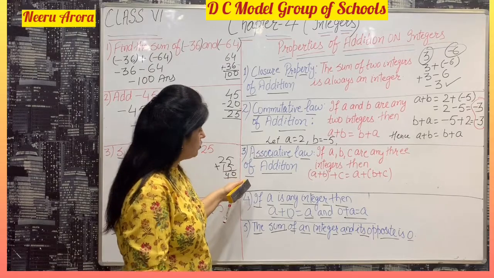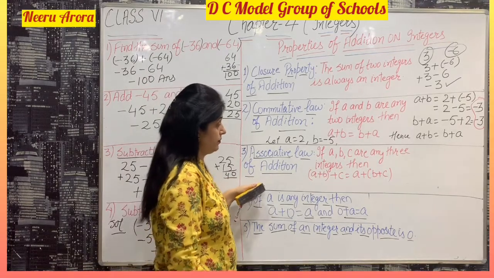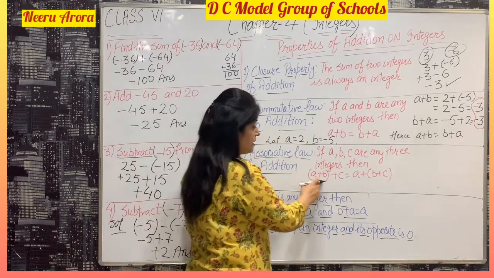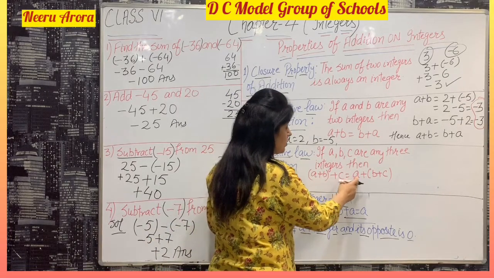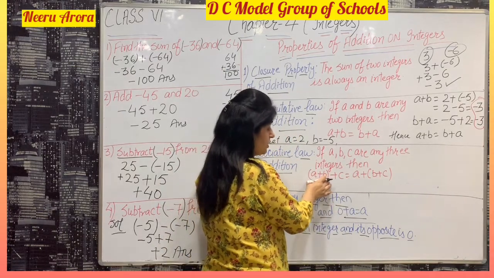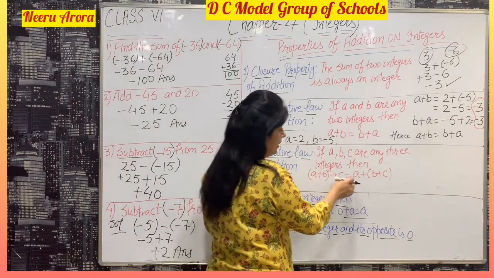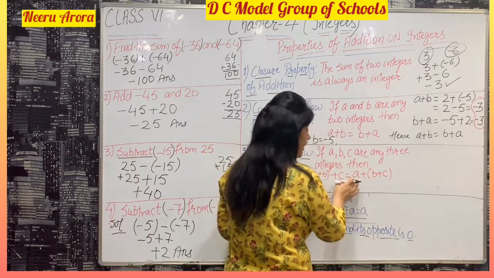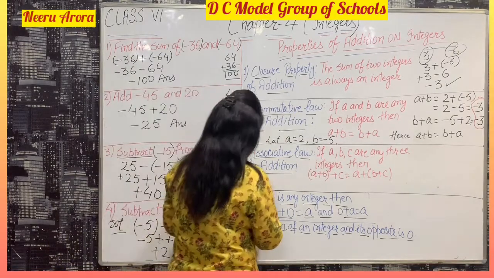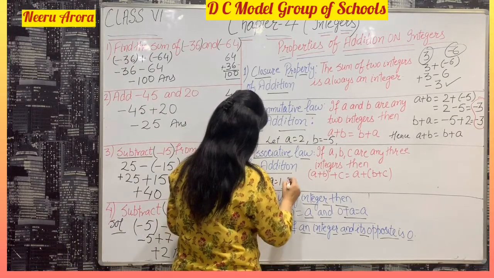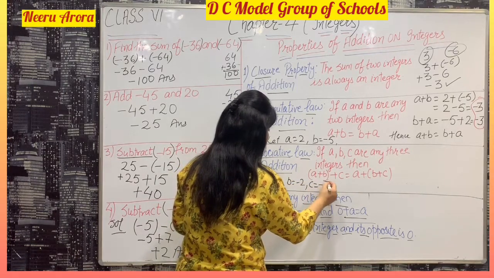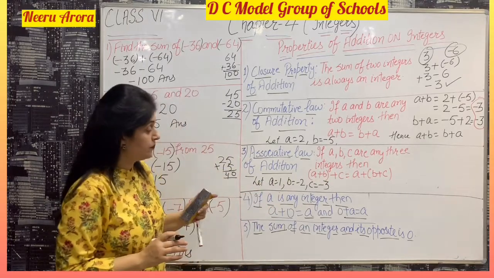Next property, associative law of addition. Let a, b, c be any three integers. Then (a plus b) plus c is equal to a plus (b plus c). What do these brackets mean? First we solve the two terms in the bracket, and then the remaining term is added. In the second, first we add b and c, then a will be added, because first we solve the bracket. So again let us suppose a is 1, b is minus 2, c is minus 3. You can take any number.